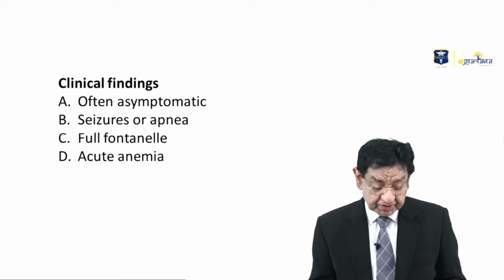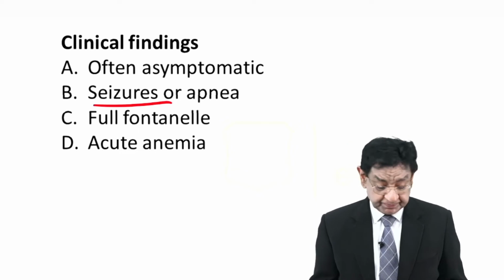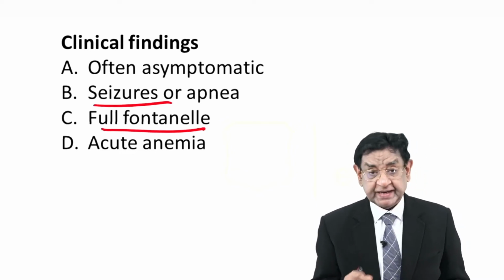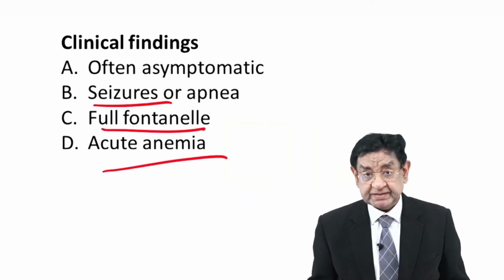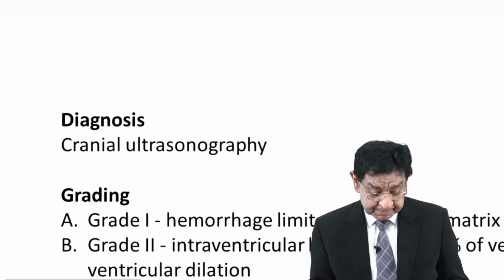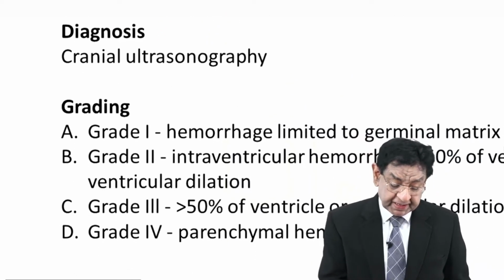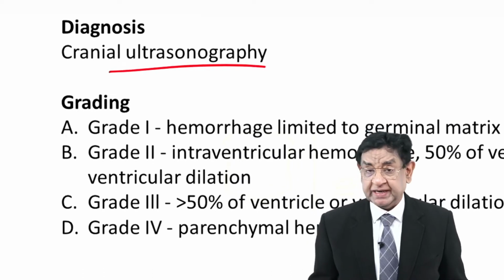The clinical feature is often asymptomatic, seizure like in our case, full fontanelle like in our case, and in the patient of the question, an acute anemia. Yes, our patient has a very low hemoglobin. We diagnose by cranial ultrasonography. Okay, the 2-day-old child.